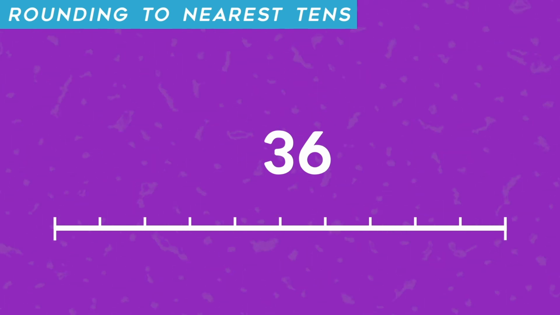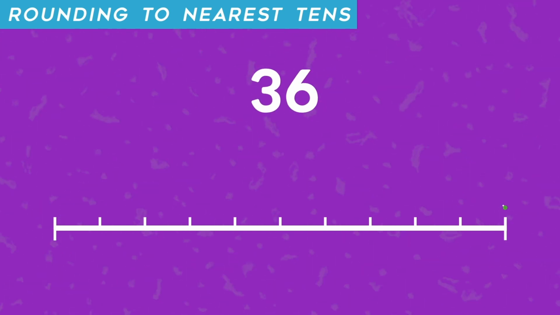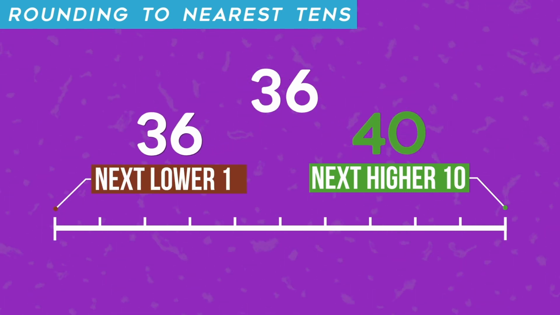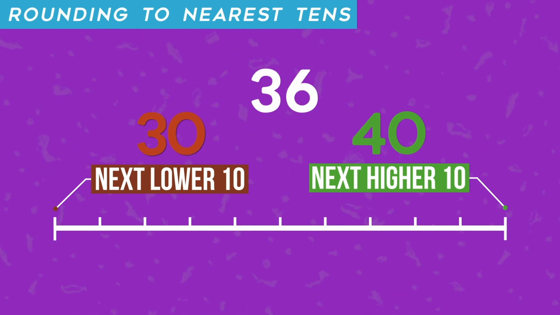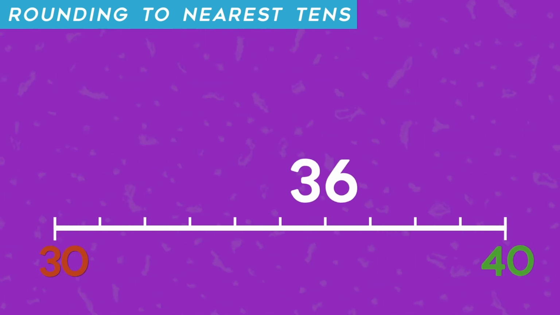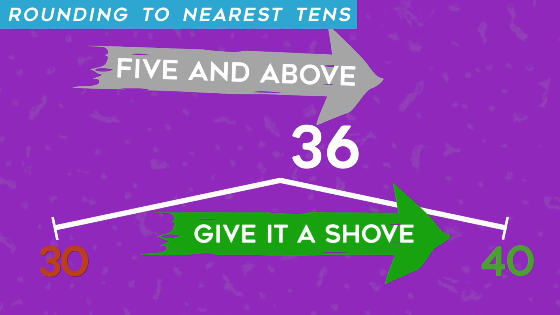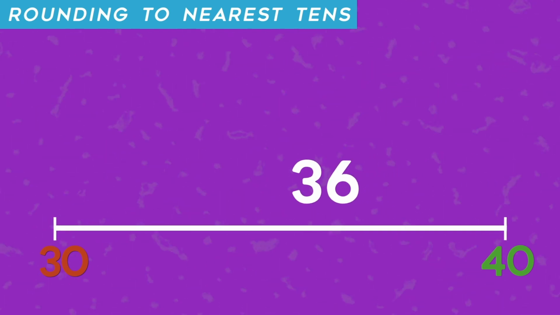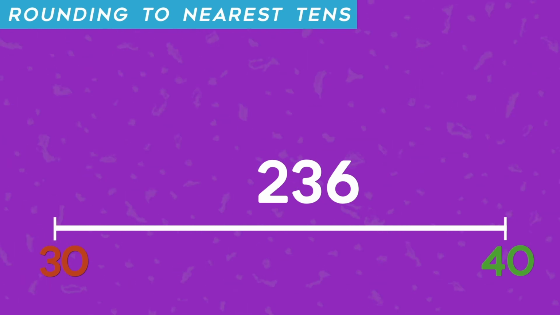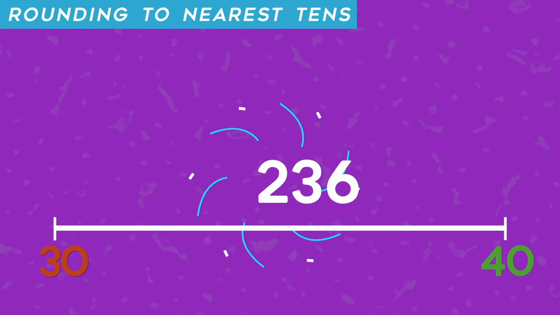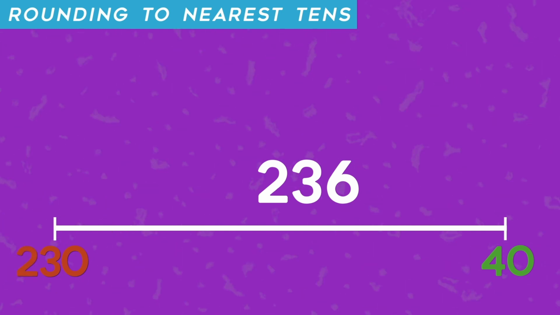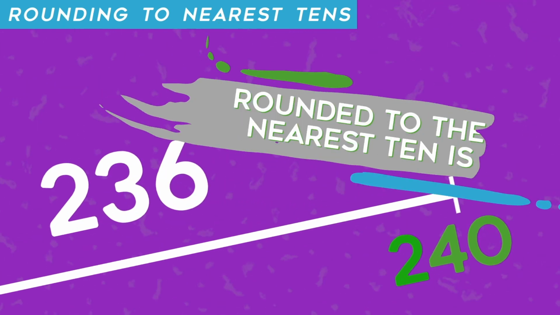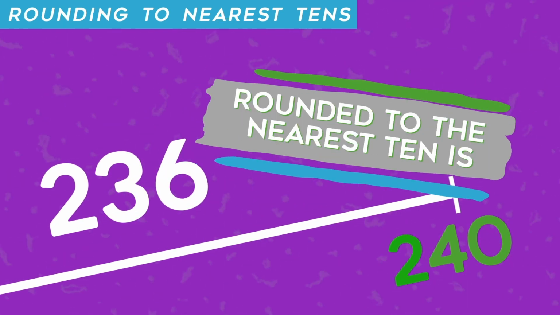Now it's time to set up our number line. Since we are looking at 36, we want this point to be the next tens place higher, so we'll put 40 here. And we want one tens place lower here, so we'll have 30 here. And now we can place our 36 right here. Remember, 5 and above, give it a shove. So 36 is going to round up to 40. But don't forget, this whole time we've been hiding our hundreds place. That means this 36 is actually 236, and this 30 was actually 230, and this 40 was actually 240. So 236 rounded to the nearest tens place is 240.